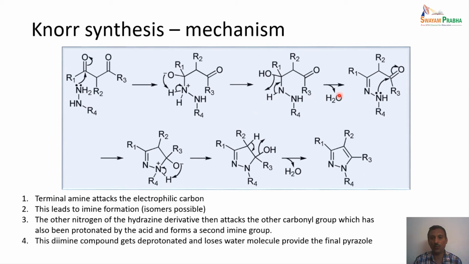Of course, two water molecules are lost in this reaction because there are two oxygens present in the starting material which are not present in the final product. So these oxygens are removed as water molecules.